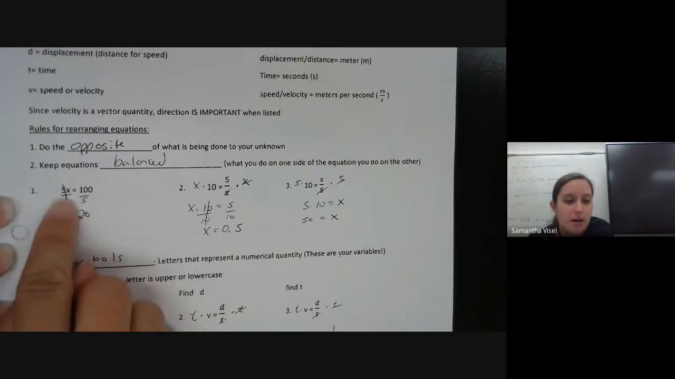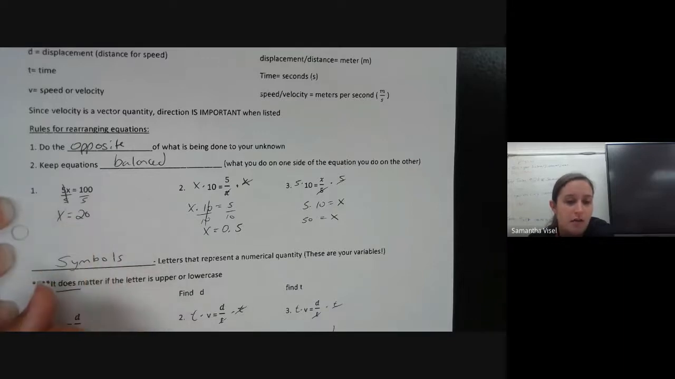So for this practice problem, I had 5x equals 100. If I'm looking for x, opposite of my unknown, so it's being multiplied, so the opposite would be divide. And what I do on this side, I want to do on this side to keep it balanced. So that would give me x equals 20.